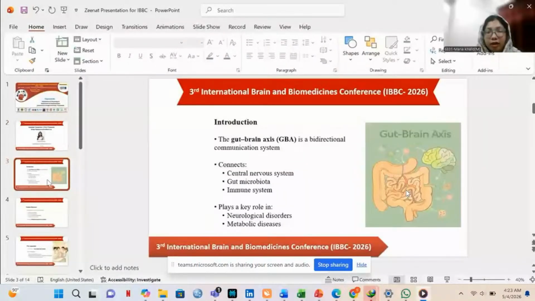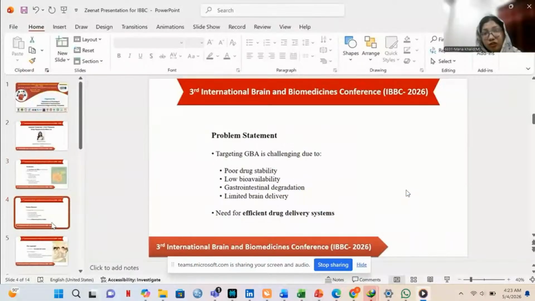Although the gut-brain axis is an important target, treating it is challenging because many drugs are unstable and get degraded in the GI tract, and their absorption is hindered in the small intestine. Also, their brain delivery is limited due to biological barriers like the blood-brain barrier. So, to overcome these challenges, there is a need for more advanced and efficient drug delivery systems.